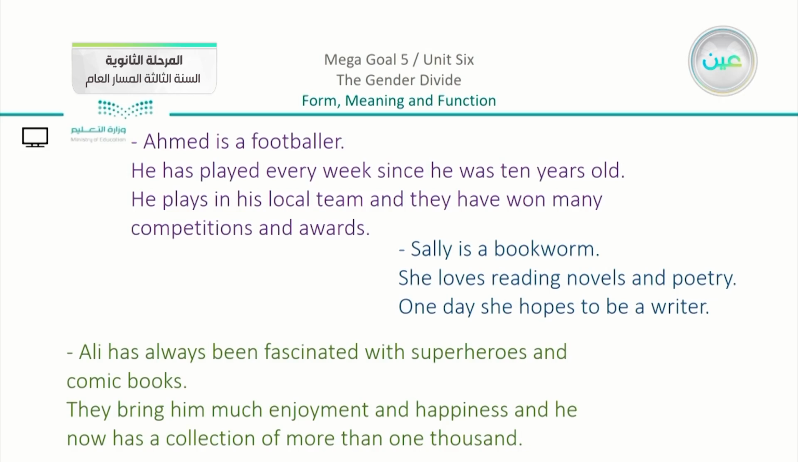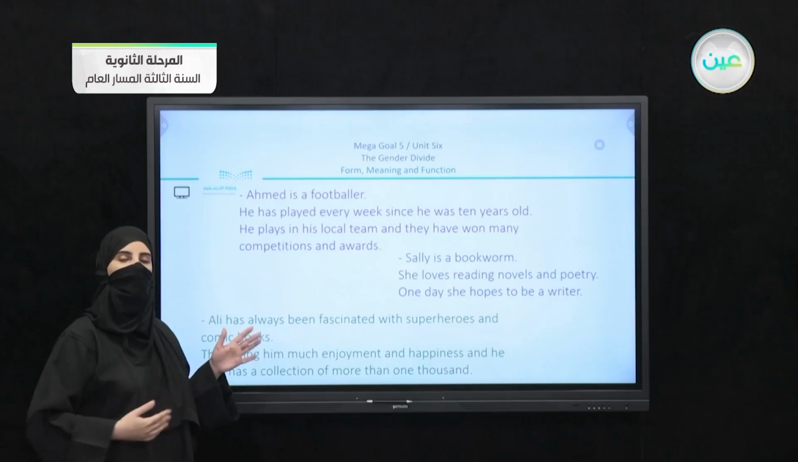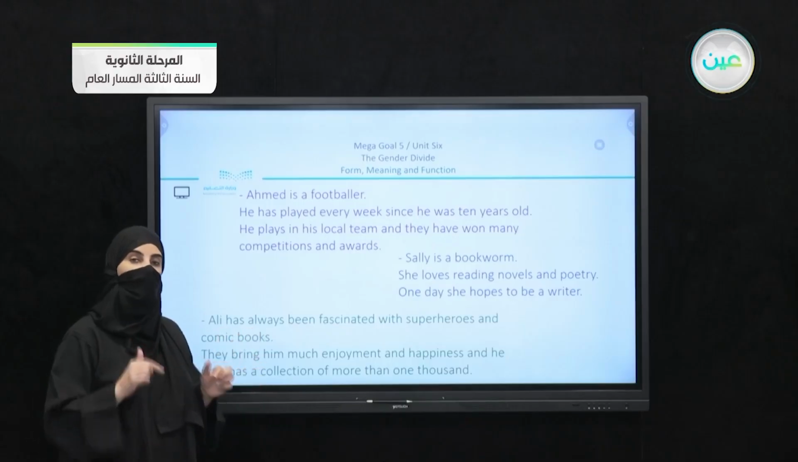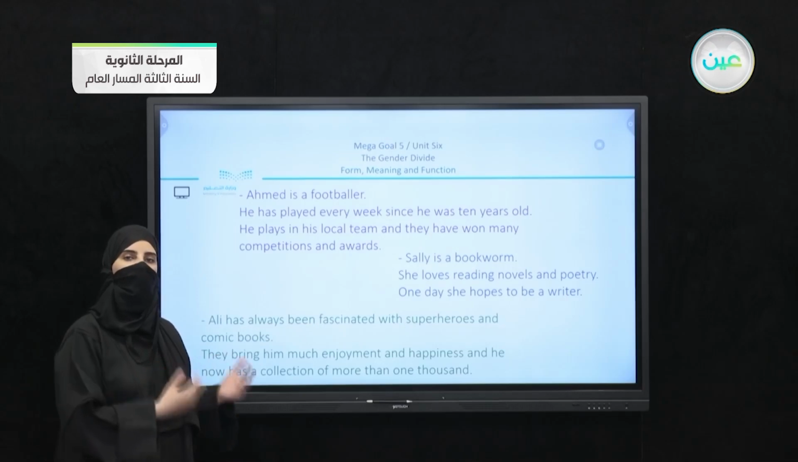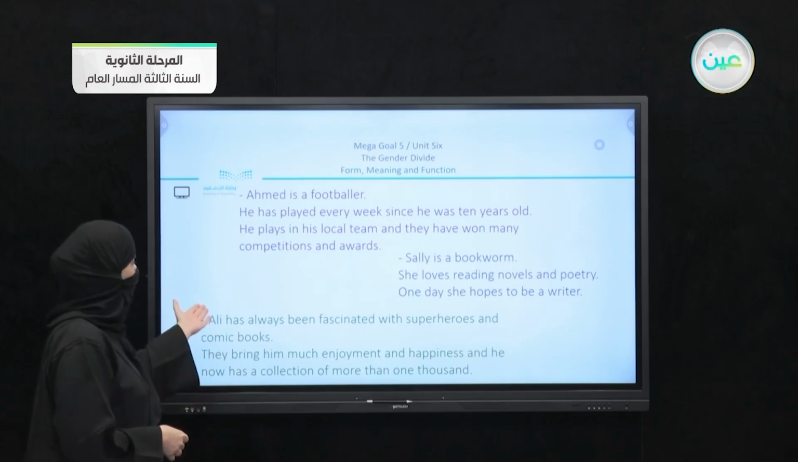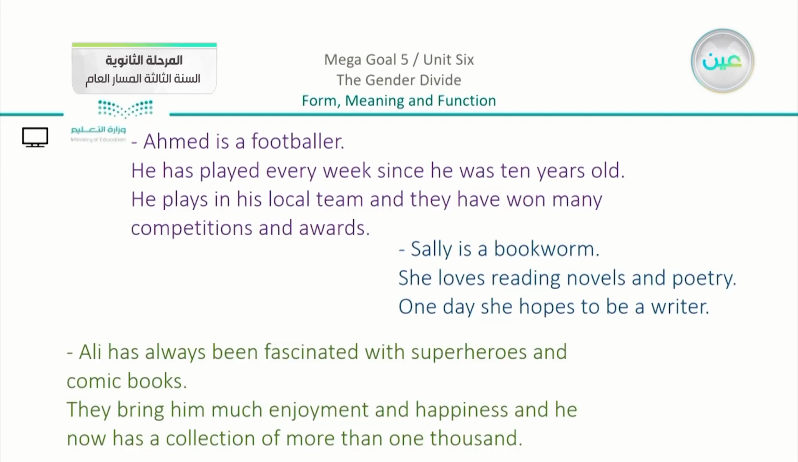Ali has always been fascinated with superheroes and comic books. They bring him much enjoyment and happiness, and he now has a collection of more than 1,000. Now you can see that we have the words that are connected to different activities, as well as using the present perfect. Now we have here, for example, Ali has always been fascinated. Or at the very beginning, he has played every week since he was 10 years old.